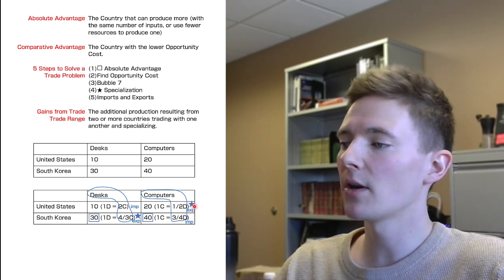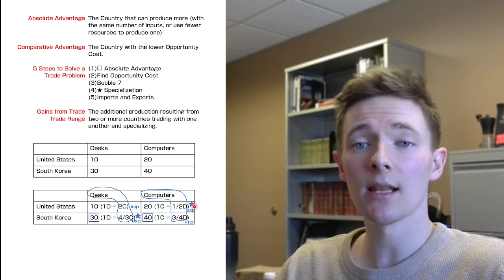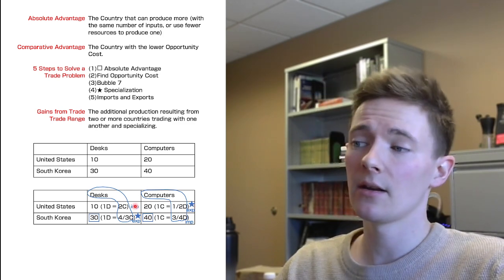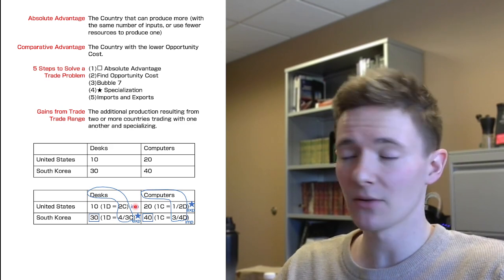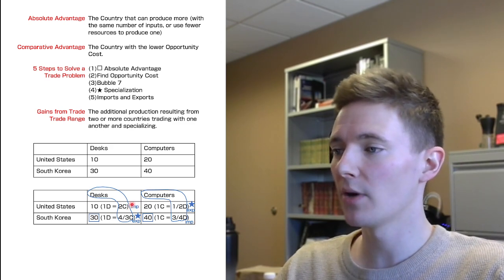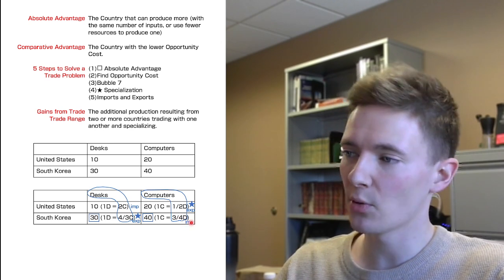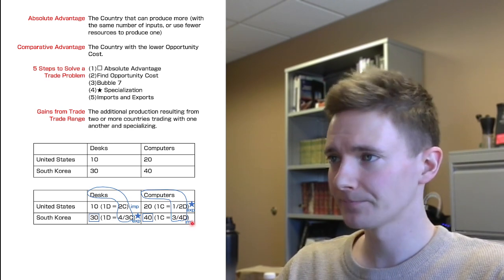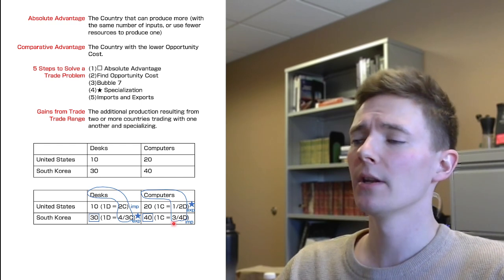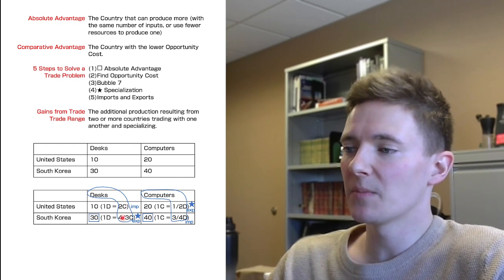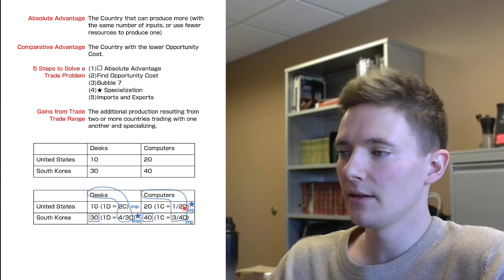And you're going to export whatever you specialize in because you're making that thing, so you're going to export it to the other country. And then you're going to import whatever you have a higher opportunity cost in. So I'm going to import desks if I'm the United States. I'm going to import computers if I am South Korea. And then if you're asked to trade range, really it's a good trade as long as it's between the 2 numbers in your bubble 7, right?